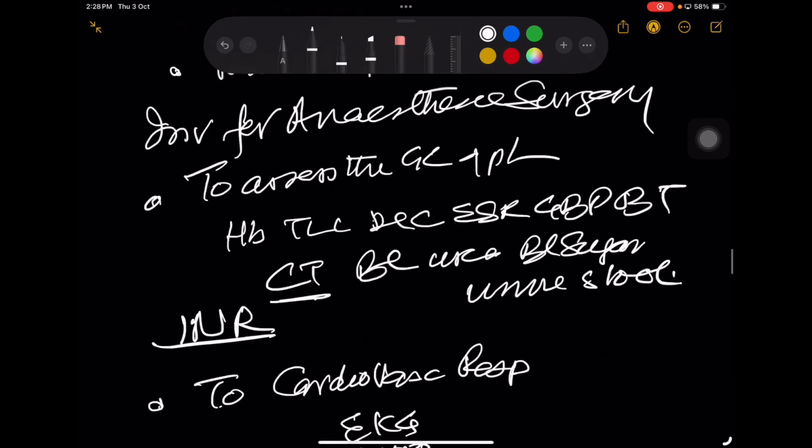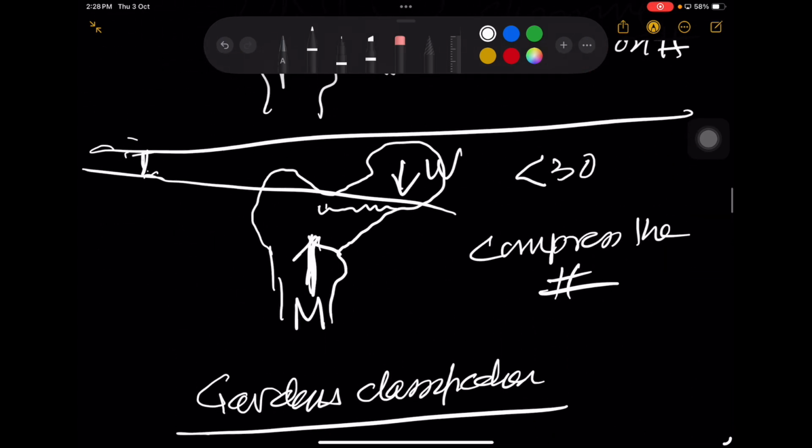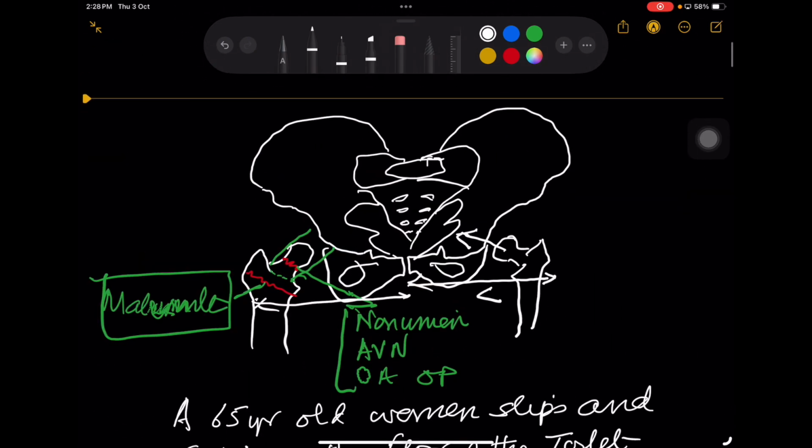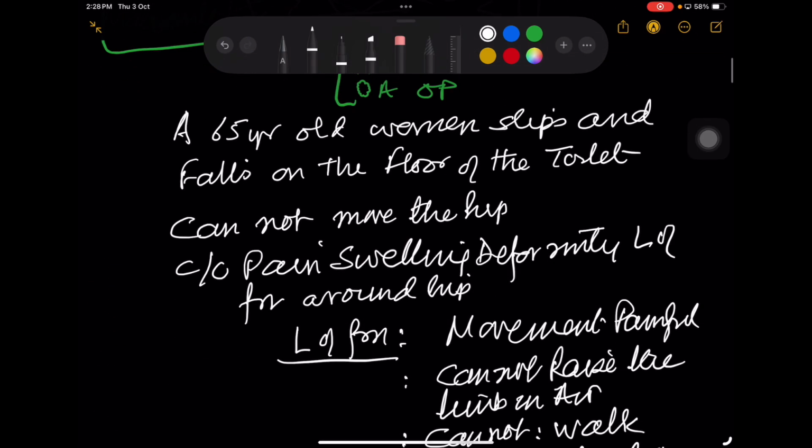In short revision, it is a 65-year-old lady slips and falls on the floor of the toilet. To prevent that fall, what could you have done? Don't wash clothes on the floor of the toilet. And don't use smooth tiles. And have places where the old people can grab the walls and take support and not fall.